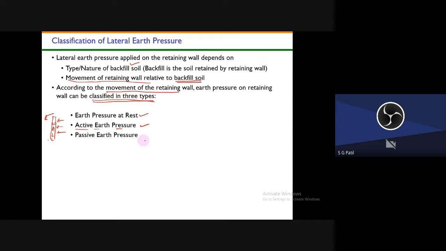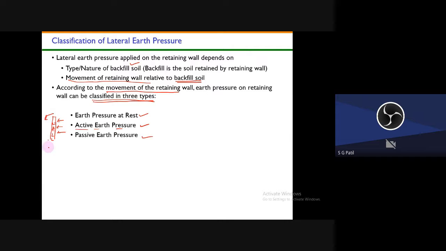So the third type is passive earth pressure. That means the wall is moving towards the soil. Here, nobody is coming and pushing the wall or pulling the wall. You are designing the wall in such a way that the wall will move a little bit, maybe a few inches. So why should I do it like that?